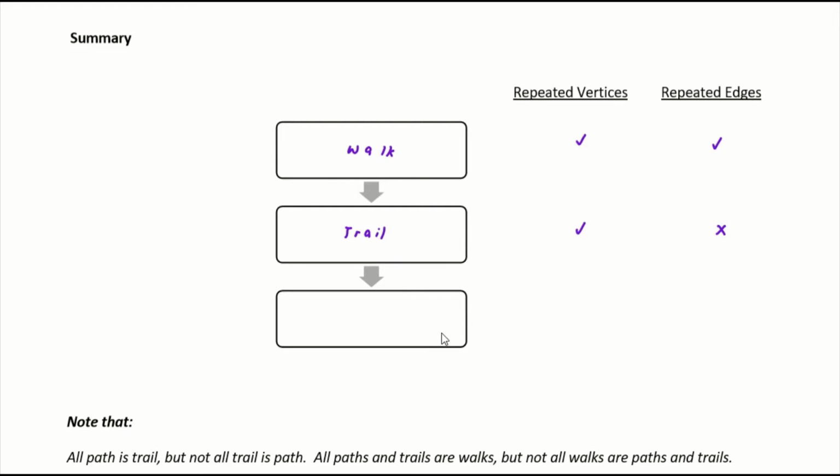Okay, then after that, we have the third one, which we call a path. Then it's even more restricted, which cannot allow both repeated vertices and also repeated edges. Alright, so that's the idea of it.